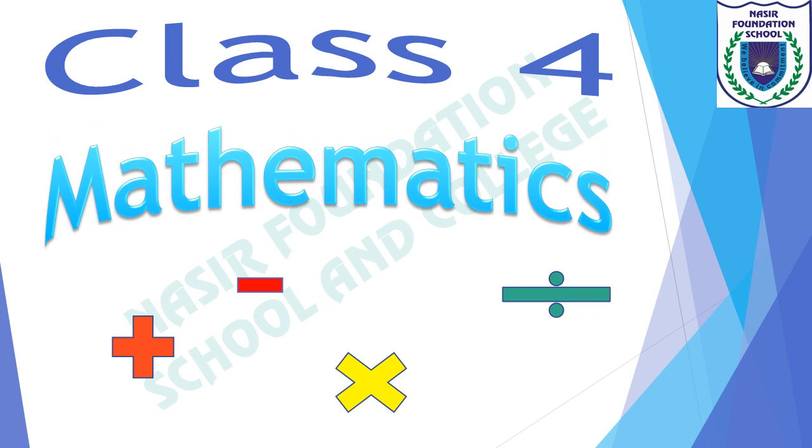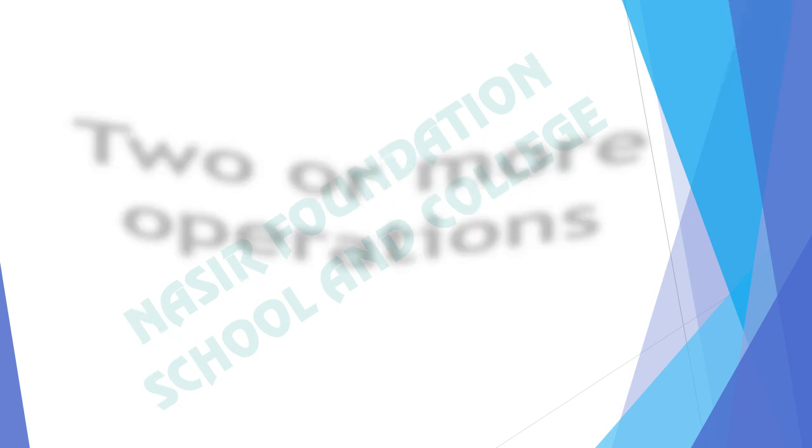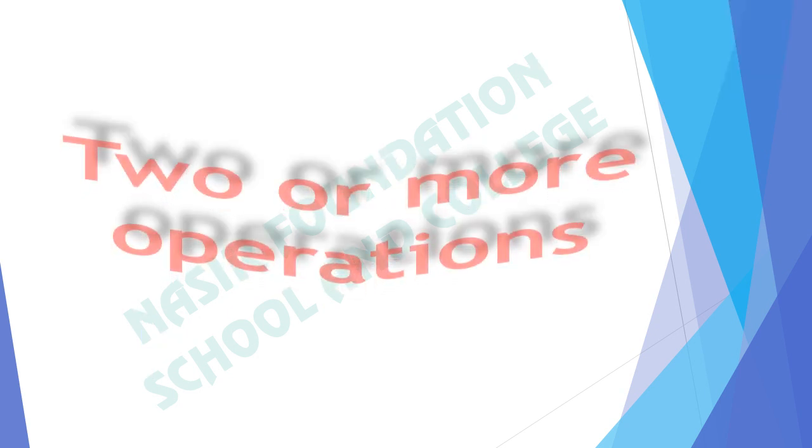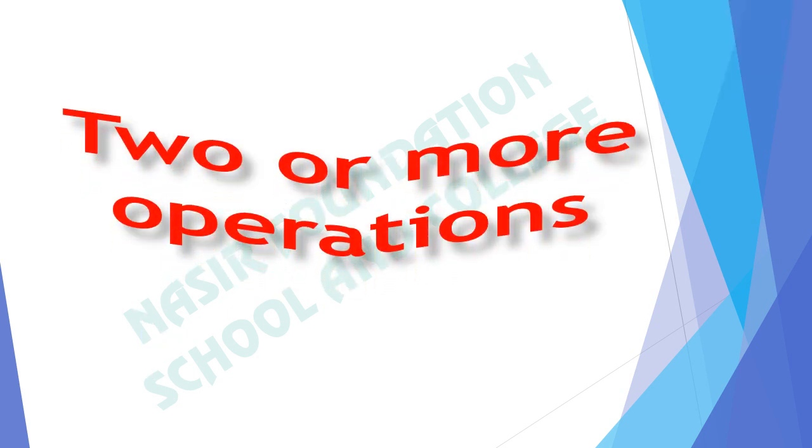In the previous lecture we discussed the associative property. In this video we will learn how to solve when two or more same operations are given in a sentence. Today our topic is two or more operations in a sentence.